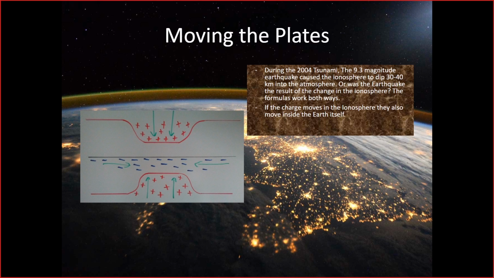So we're going to solve for distance here. During the 2004 tsunami, with an earthquake of magnitude 9.3, the ionosphere dipped in 30 to 40 kilometers. So the ionosphere, being around 50 kilometers up, suddenly drops to 20 or 10 kilometers, which is well inside the atmosphere. Was it something from the outside that was causing this to be forced down, or was it something in the ground that was causing it to be drawn down?